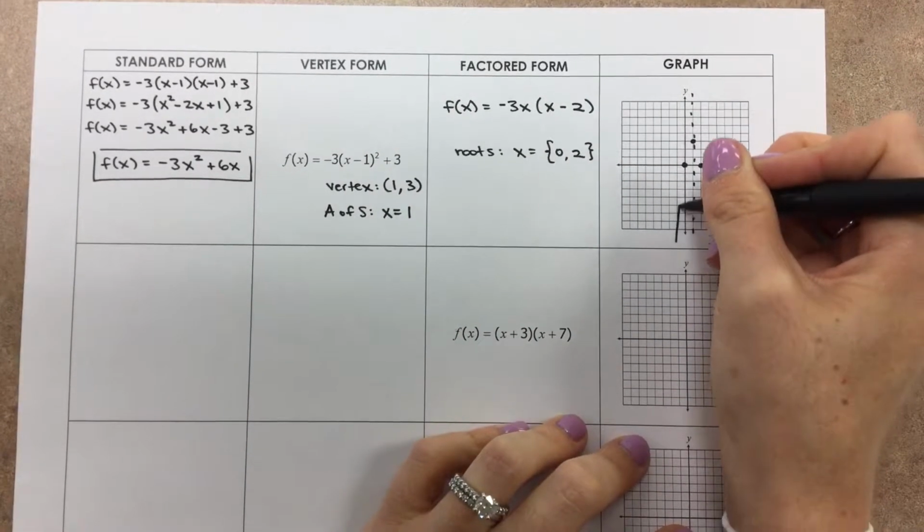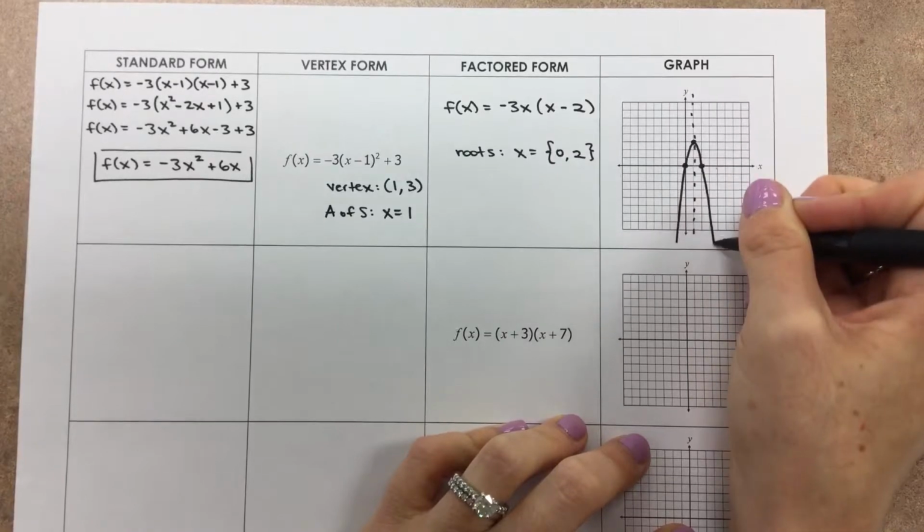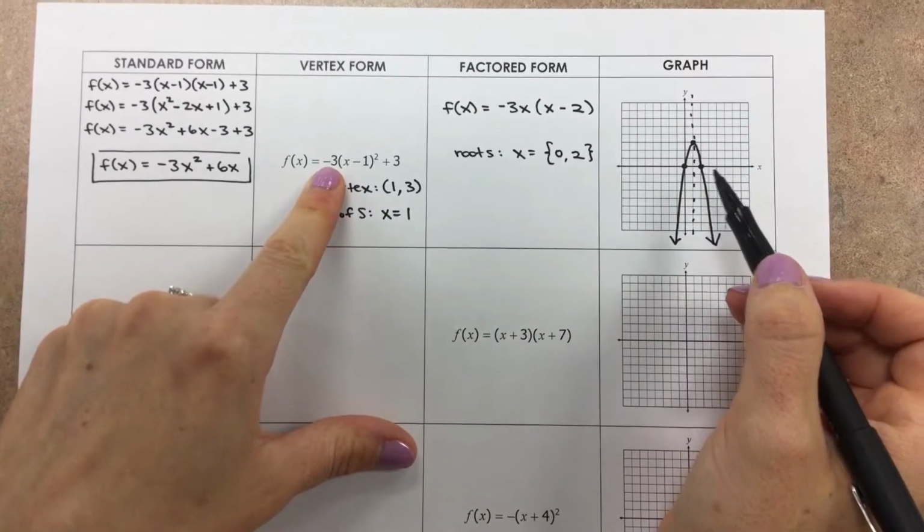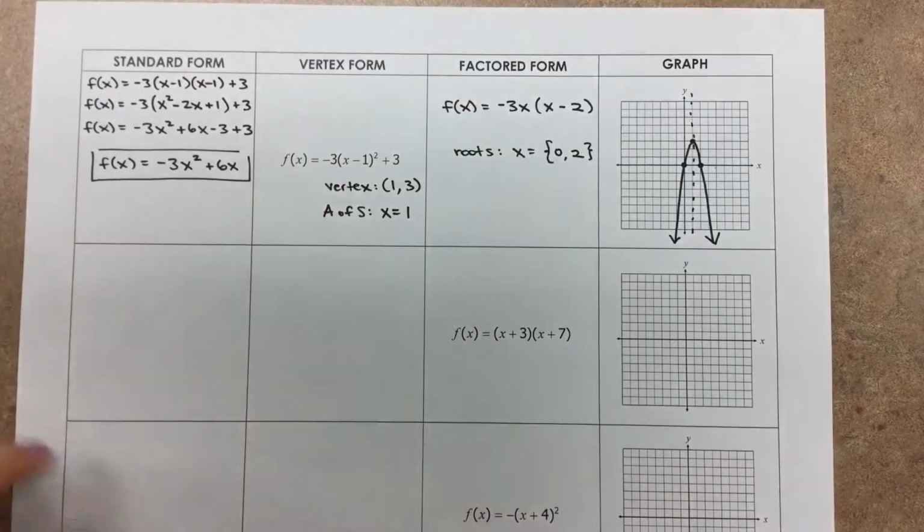So again, 3 points is enough, just connect the dots. You can see the shape of that parabola. It's upside down and it's stretched a little bit because of this negative 3 right here. The negative flips it and the 3 stretches it.